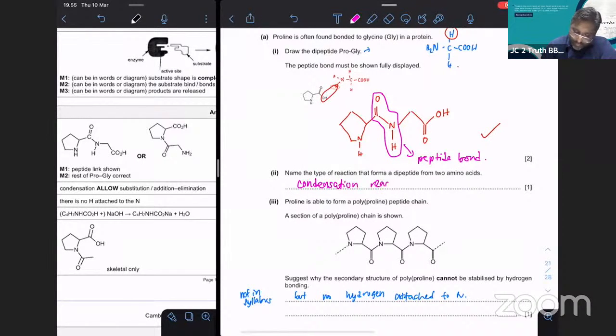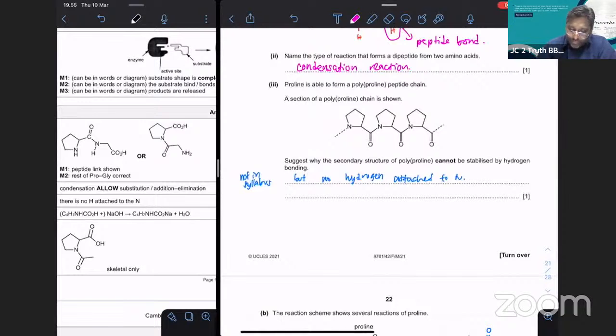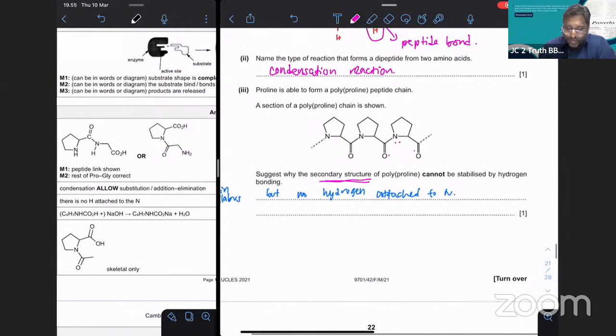Next, proline is able to form a polyproline peptide chain. Then they ask why it cannot be stabilized by hydrogen bonding. This secondary structure is not in our syllabus. Stabilized means some kind of hydrogen bond should appear and stabilize the structure. But in this case, they are asking why it is not stabilized by hydrogen bonding. Simple: each nitrogen can have only 3 bonds, so there is no hydrogen.